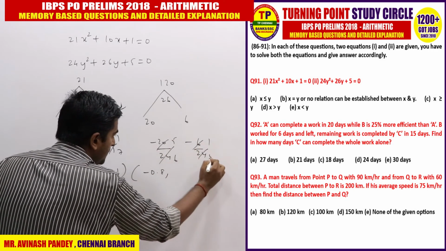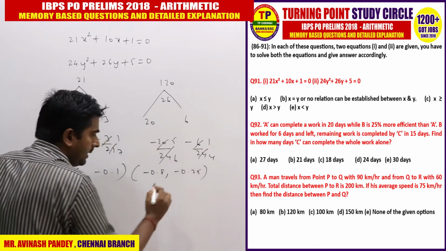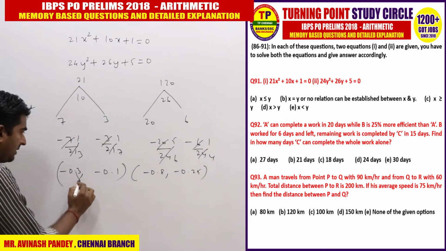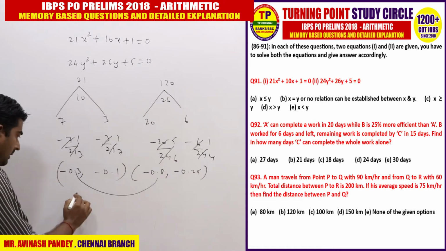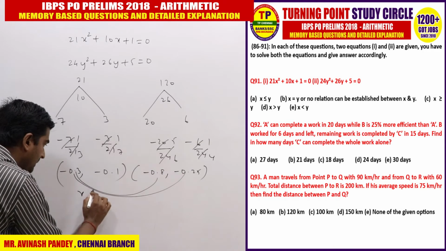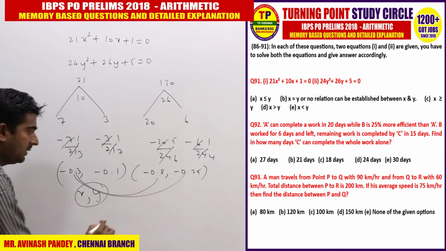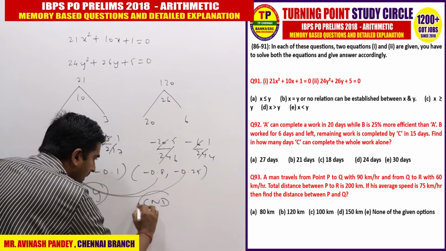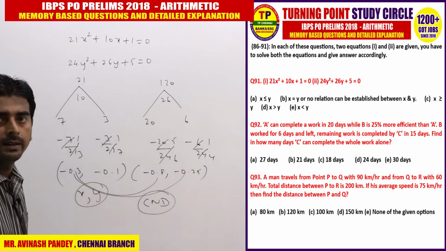This is nothing but how much? 0.8, and this is nothing but how much? Minus 0.25, right? Now I need to compare minus 0.3 and minus 0.8, which is greater? X is greater. Minus 0.3 and minus 0.25, which is greater? Y is greater. So here itself we have to stop the process. What is my answer? C and D. My answer is nothing but C and D, right?